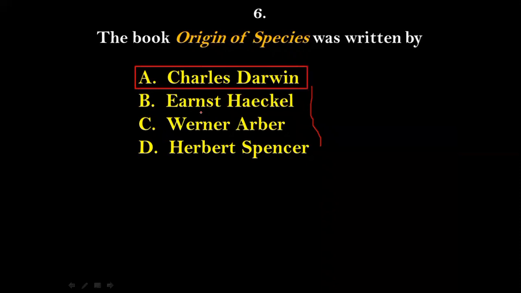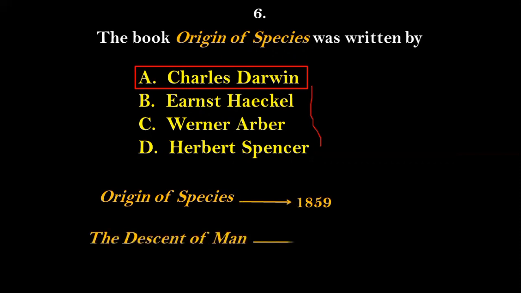We should also keep in mind that The Origin of Species was written by Charles Darwin in the year 1859, and in the following years, in the year 1871, he also wrote a book called The Descent of Man. Under this book, The Descent of Man, he argued that human beings shared a recent common ancestor with the great African apes. So these are the two very important books we need to keep in mind, written by Charles Darwin. One is The Origin of Species in 1859, and The Descent of Man in 1871.